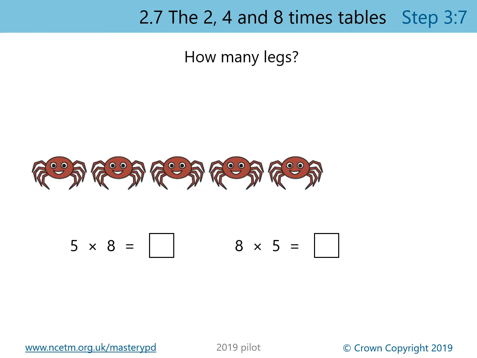So now we can look at this example of wondering, well, how many legs are there on these 5 spiders? So we've got 5 spiders, so 5 groups of 8, which can be written as 5 times 8 or 8 times 5. And I would like you boys and girls to pause the video while you work that out. And remember, don't count every single individual leg, count up in groups of 8 instead. So remember to pause the video and have a go.